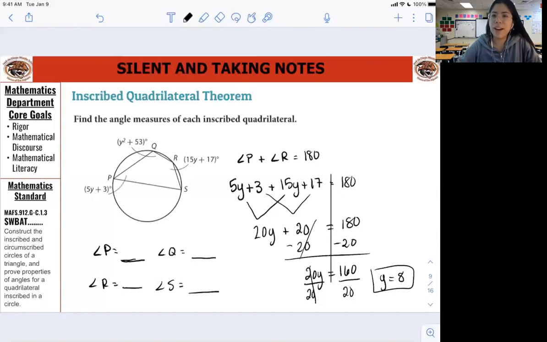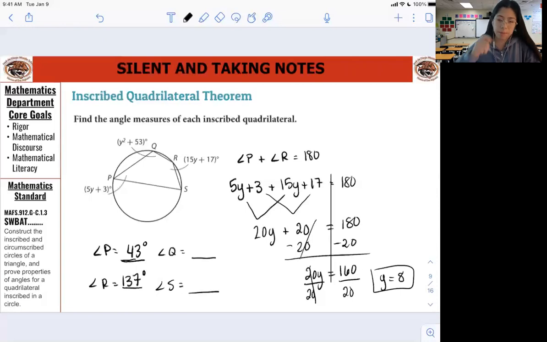Good. So go ahead now. Anybody else can give me these answers. What would be angle P when you plug in 8? So angle P would be 43. Mm-hmm. You could use that angle to figure out what R is, but you could also just plug it in. Good. So what do we get for R? Any which way you can figure it out. Oh, I see Jalen already put it in. Okay, 137. Good.